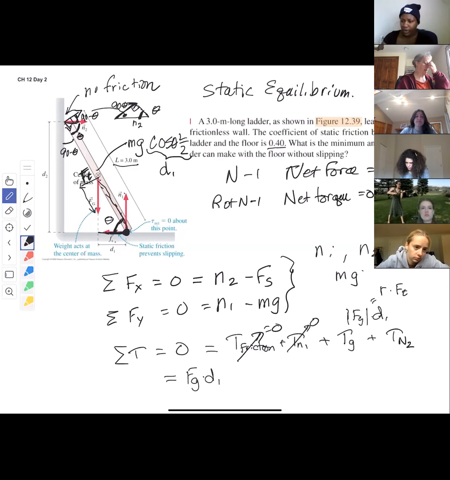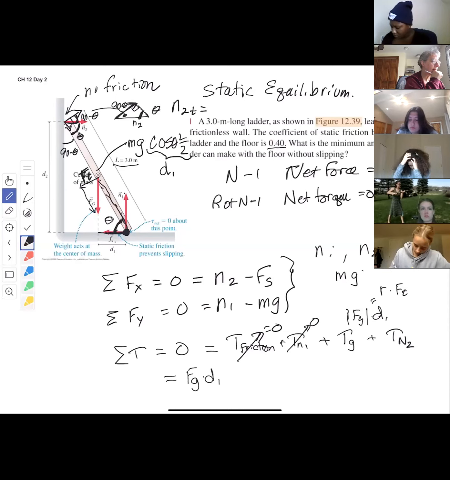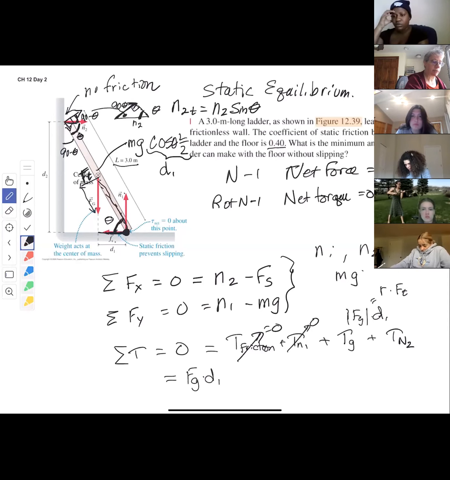So if we wanted to get the component of N2 that's perpendicular or tangential, what would that be in terms of N2 and theta then? Would it be sine or cosine? Sine. Okay, so N2 sine theta. And there's more than one way to get to that result. But so we've got that perpendicular, and then what else would you like to use to find that torque term?